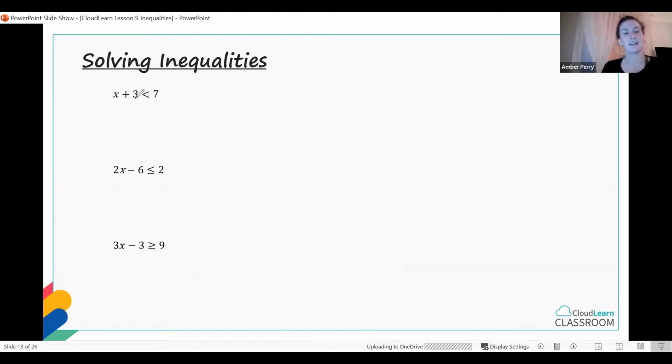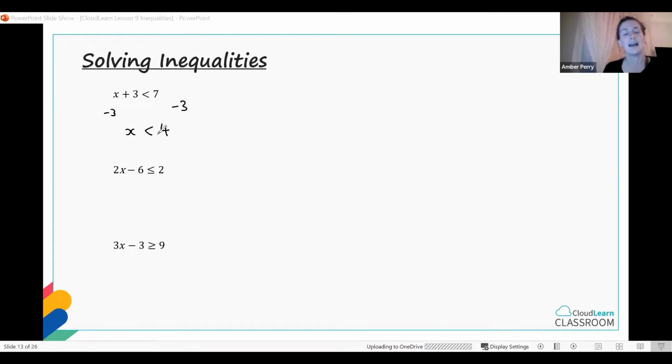So x plus 3 is less than 7. Does anyone want to write in the chat what step I would have to take to solve this inequality? Excellent. Really quick. Well done. Thank you, Tabitha. So we're going to subtract 3 from both sides, and we'll have x is less than 4.